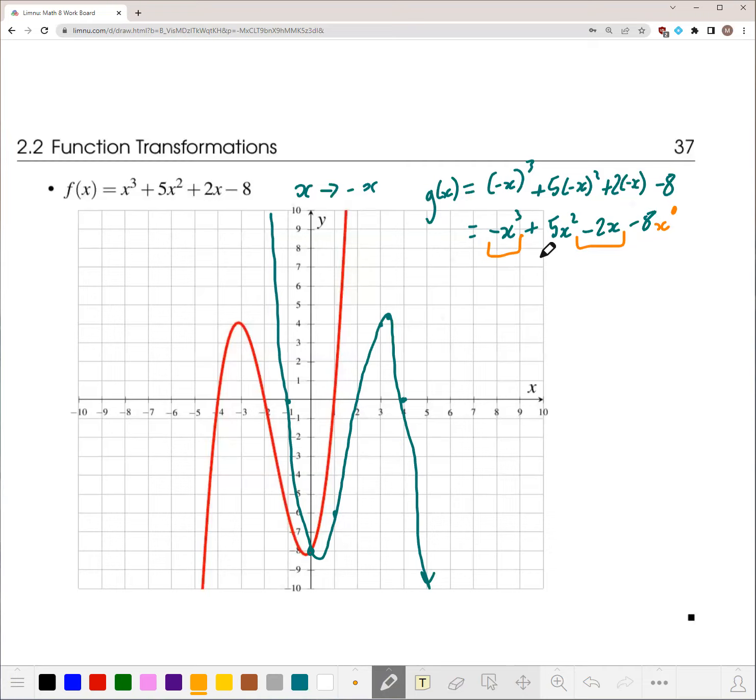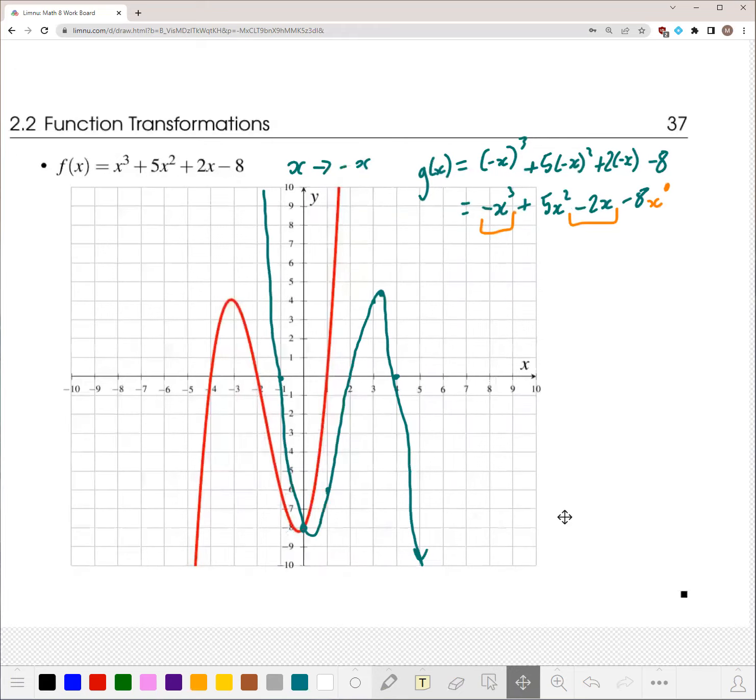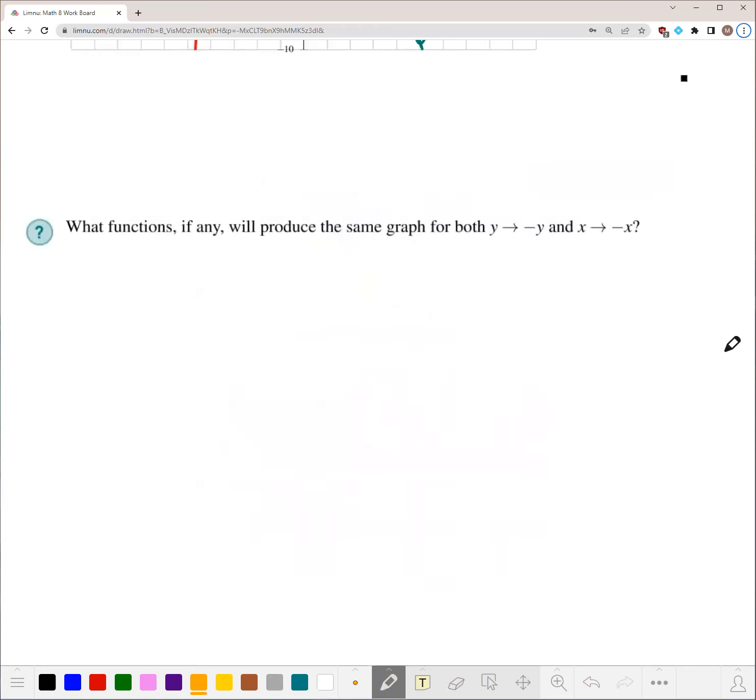That's interesting. So when we did our vertical reflection, everything changed. But here only some of the things changed. And that's a big deal for this next question that I'm going to ask you. What functions, if any, will produce the same graph for both of these transformations? So for the vertical reflection and the horizontal reflection, producing the same graph. You think about that for a second while I prove that there are definitely some.